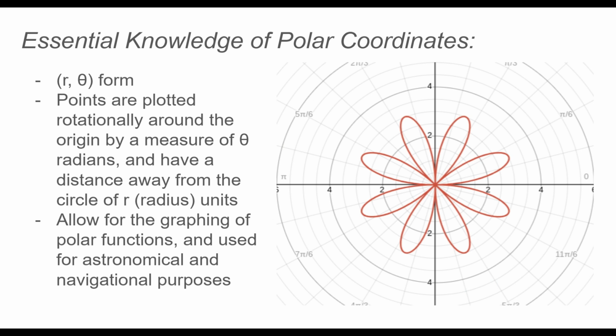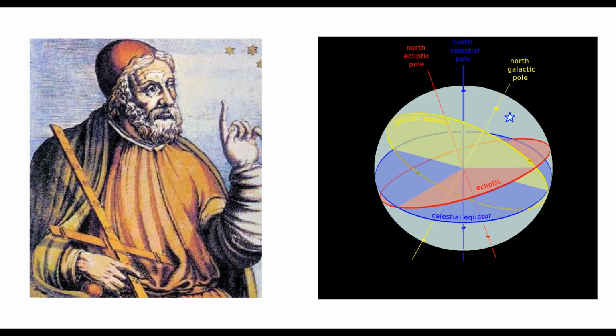The polar coordinate system takes on an r-theta form, where points are plotted rotationally around the origin by a measure of theta radians and have a distance away from the origin of r, or radius, units. They allow for the graphing of polar functions, and they are used for astronomical and navigational purposes both in history and today. Hipparchus's chord table also had references to polar coordinates establishing the positions of stars in astronomical sections of the text.